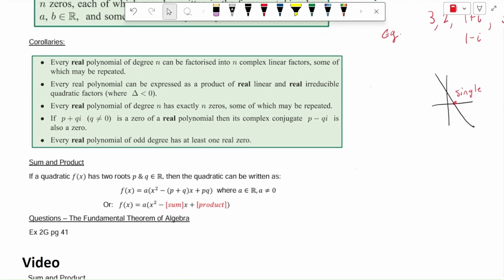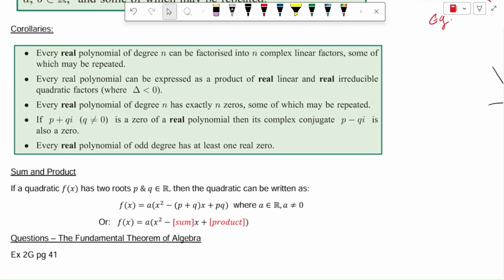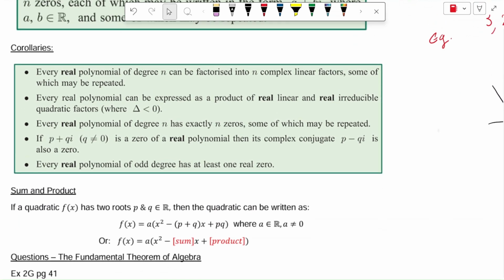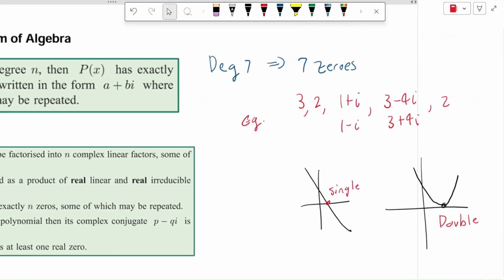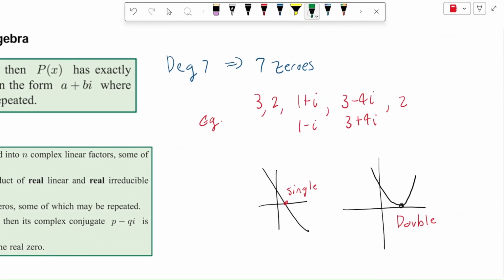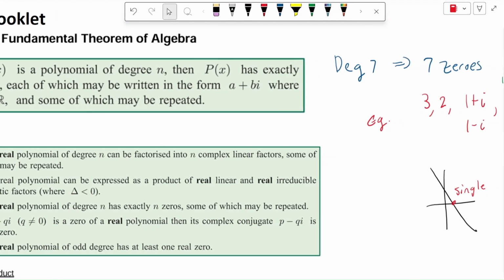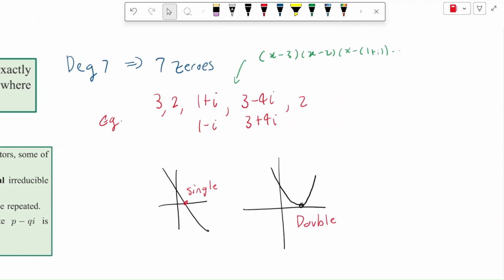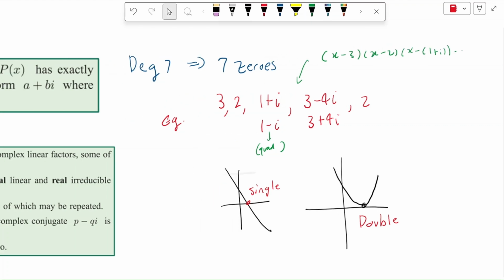And there's a few corollaries here. You can always factor any polynomial into complex linear factors. So you could always factor out this one. For example, it would start off like x take 3, x take 2, x take 1 plus i, etc. And if you want the polynomial to have real coefficients, so all real numbers, then these ones here will combine together to make a quadratic.